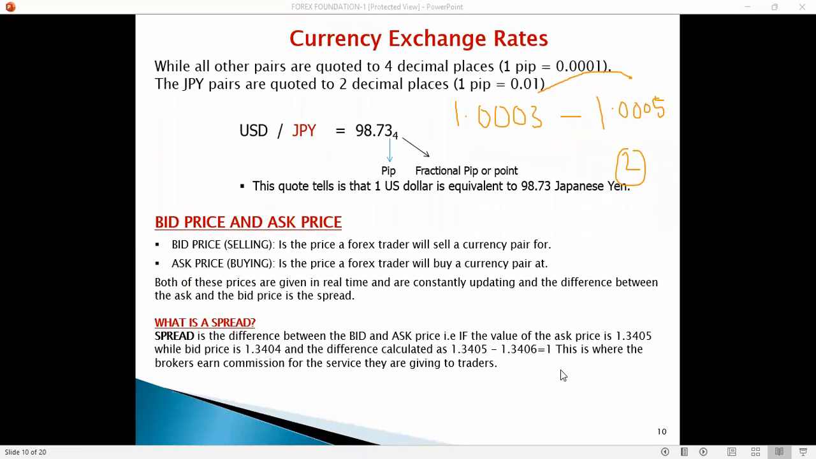But the pip is just negligible. It's very, very small, so it is not something that is going to affect your trade. You don't have to keep an eye on it. The spread is very important, because this is where they make their money, to keep the service they are giving to you moving.